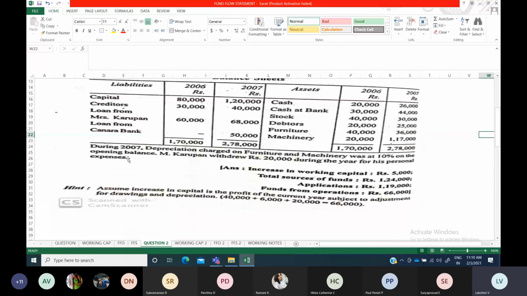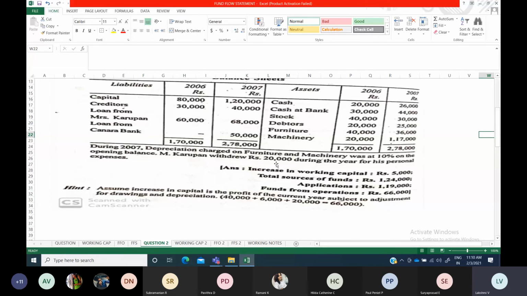20,000 as drawings for personal expenses is known as drawings. So this is considered as drawings, and this amount also you'll be taking there. In certain questions there is additional capital; here you don't have additional capital in this question. Suppose additional capital is also coming along with this, then you will take that also to the statement. Here you will be taking that amount.